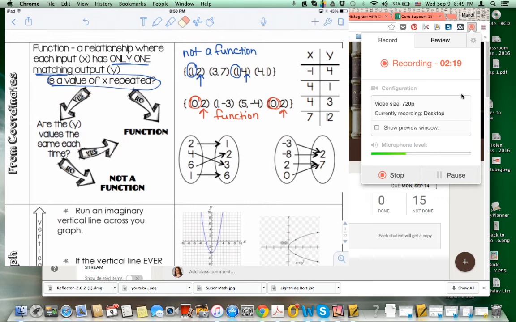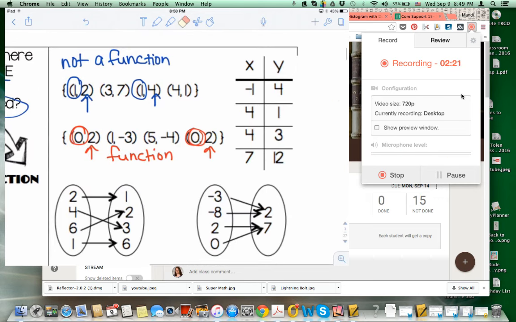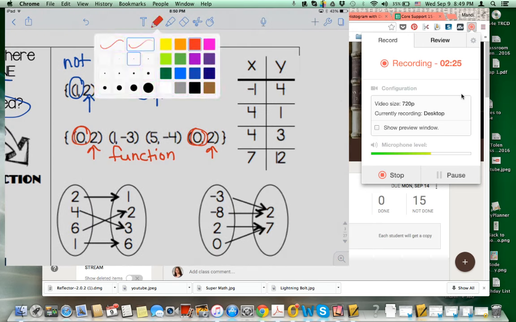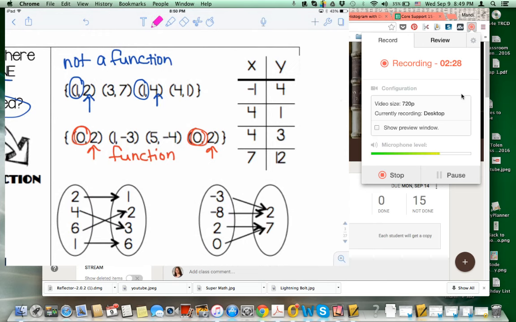You can also check with a table. So you have your x values and your y values. So are any of the values of x repeated? So you have -1, 4, 4, and 7. So now let's look. Are the y's the same? You have a -1 and a 3. They are not the same, so this is not a function.